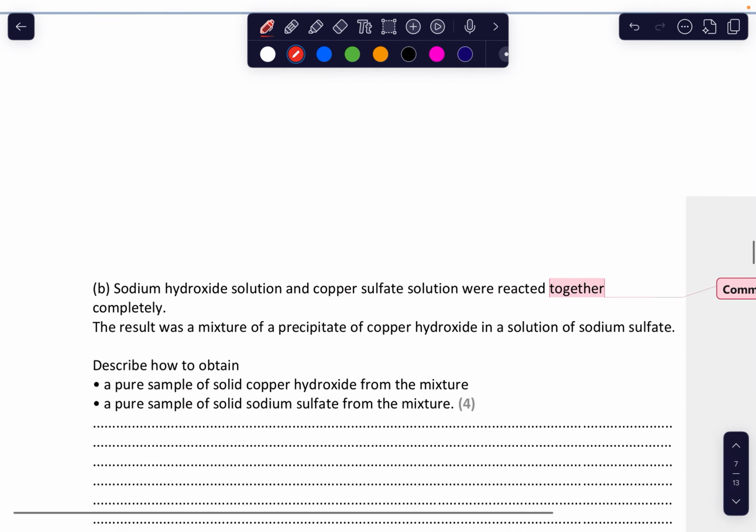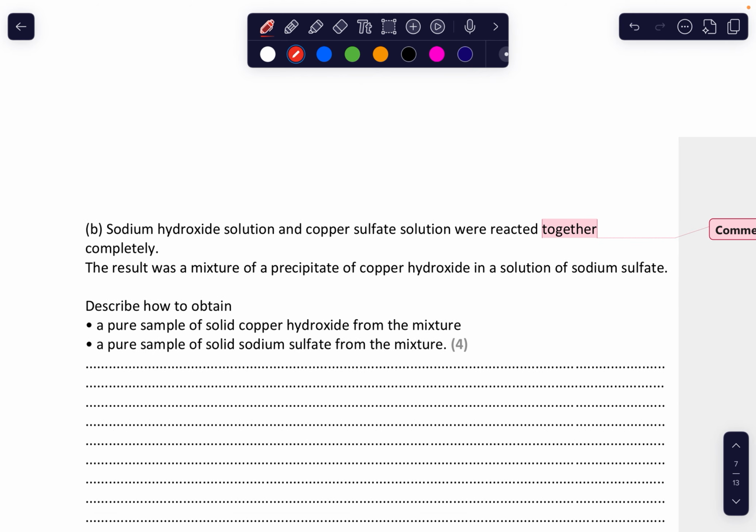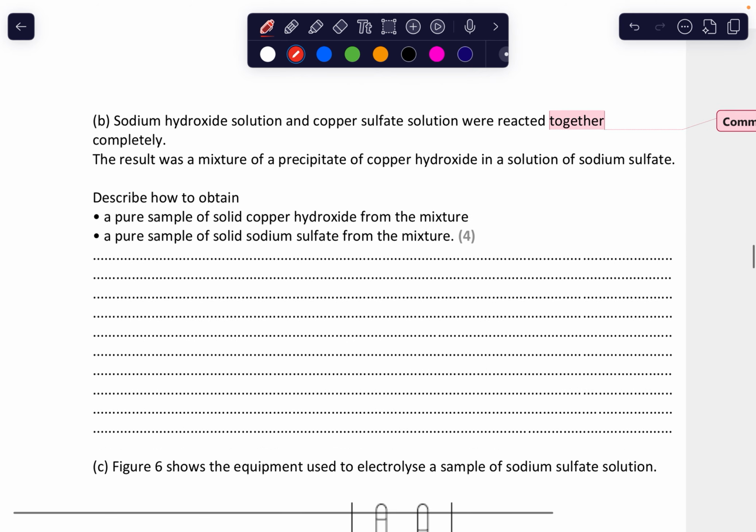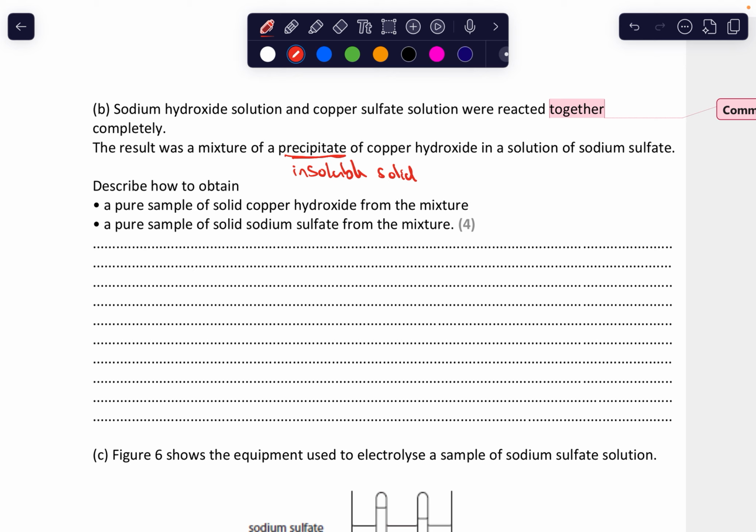Okay, next little bit. Sodium hydroxide and copper sulfate reacted together. The resulting mixture has a precipitate of copper hydroxide in a solution of sodium sulfate. So remember, this means it is an insoluble solid. Precipitate means it's a solid that does not dissolve. Describe how we get a pure sample of copper hydroxide, and how we get a pure sample of the sulfate from the mixture. Okay, let's deal with this in two bits.